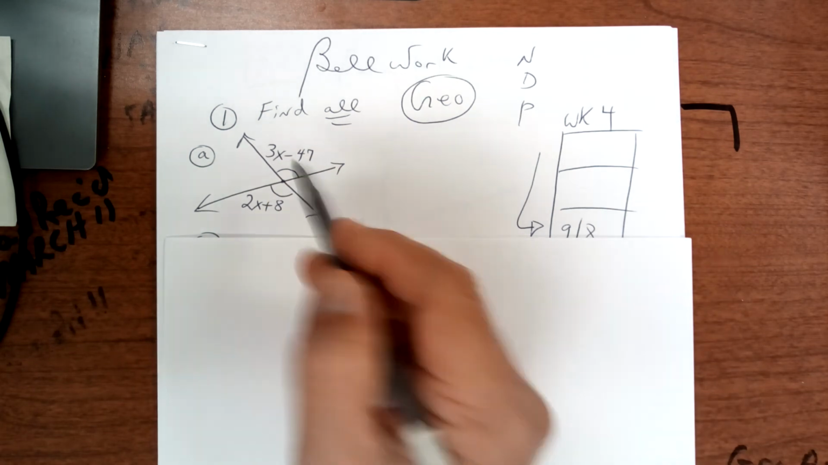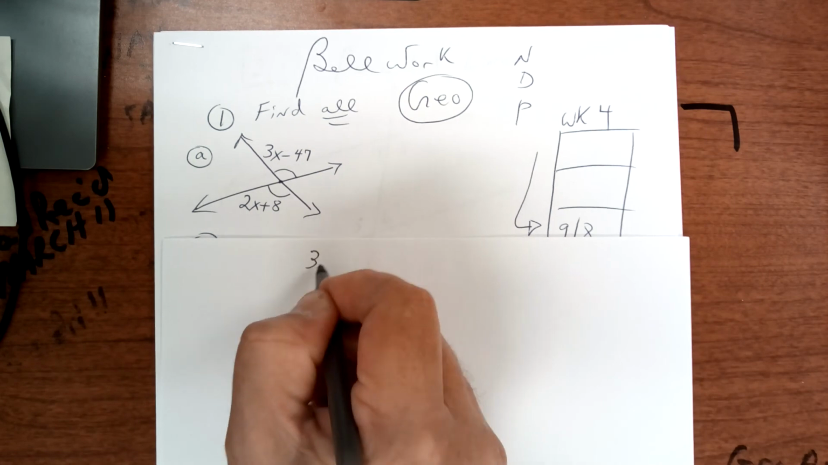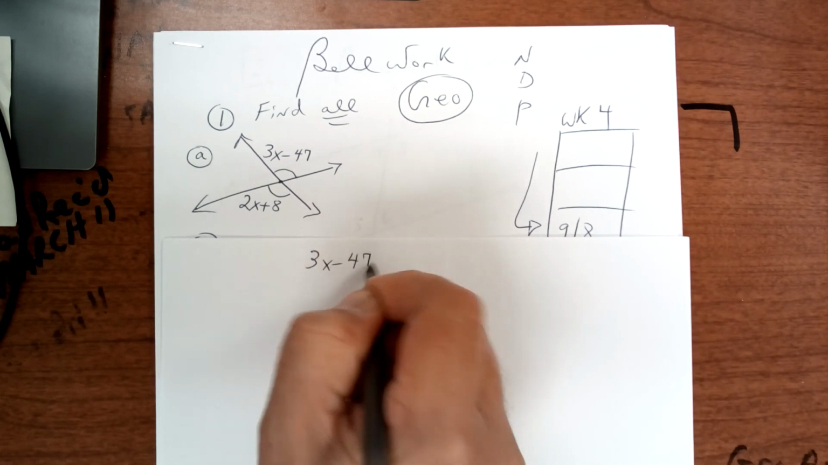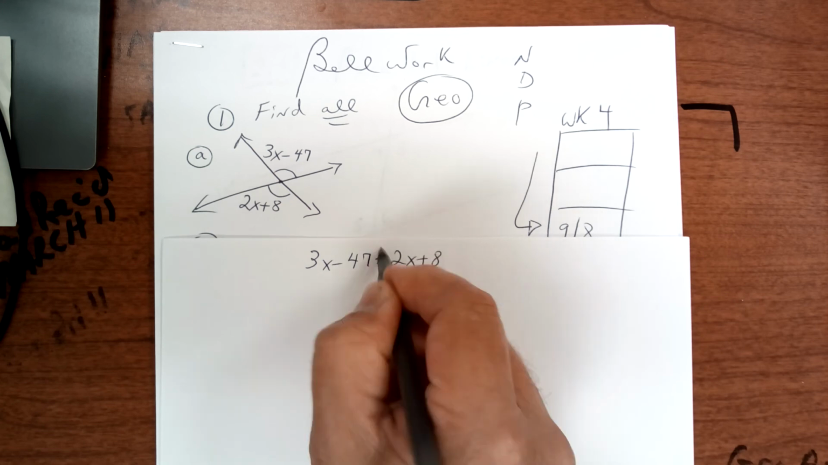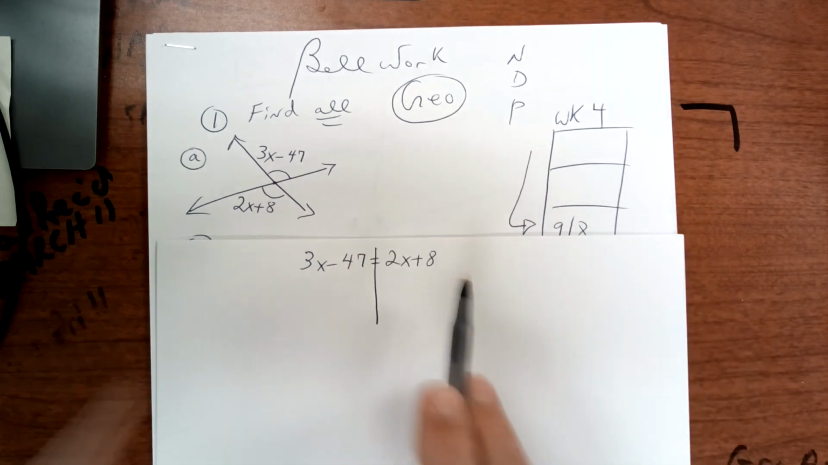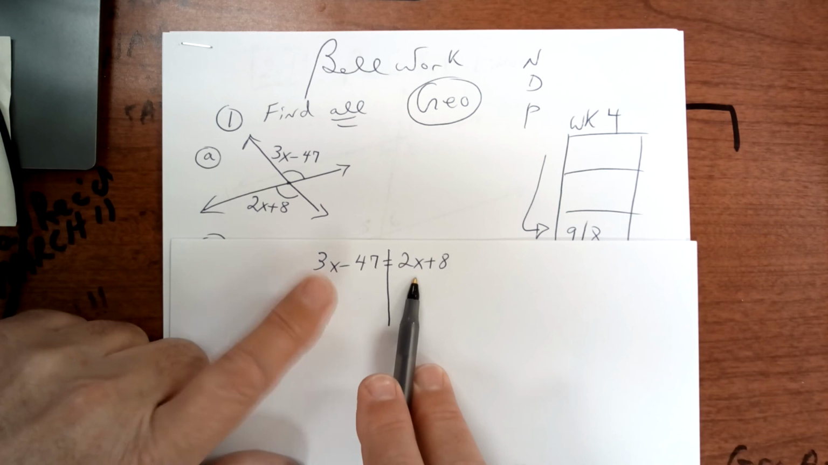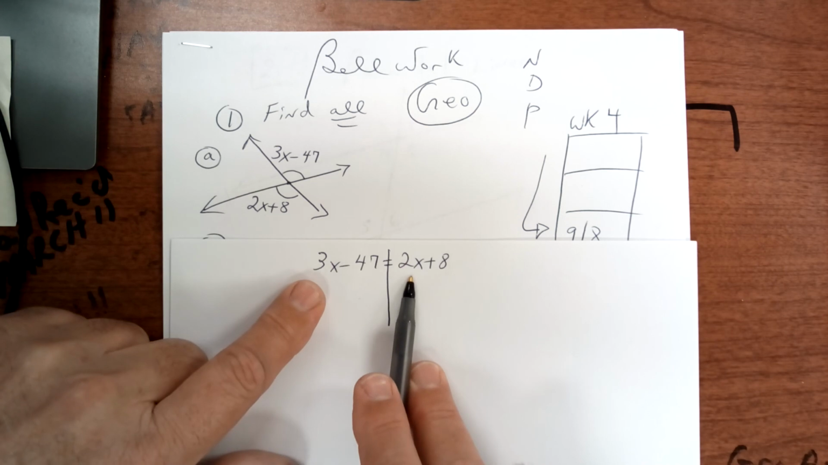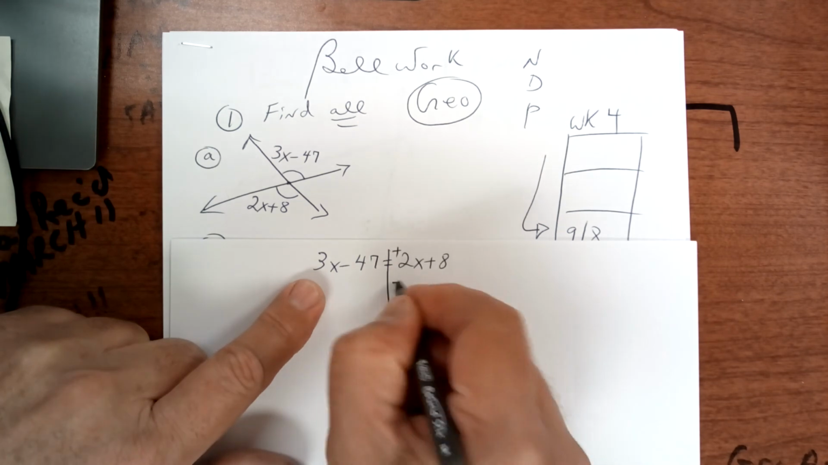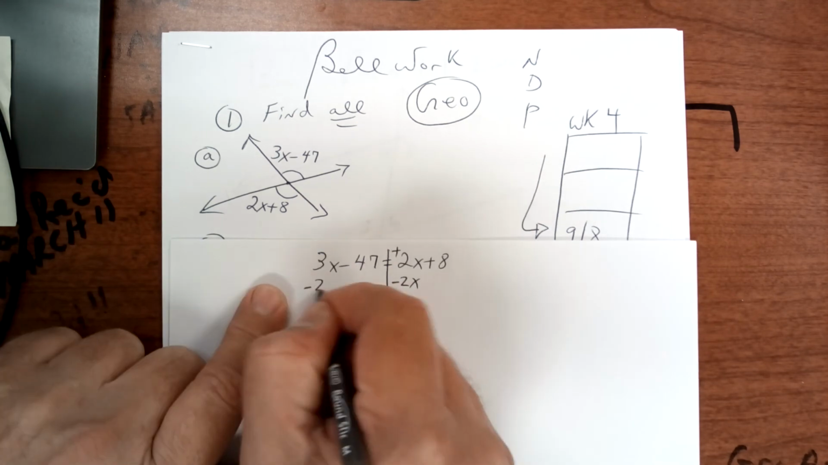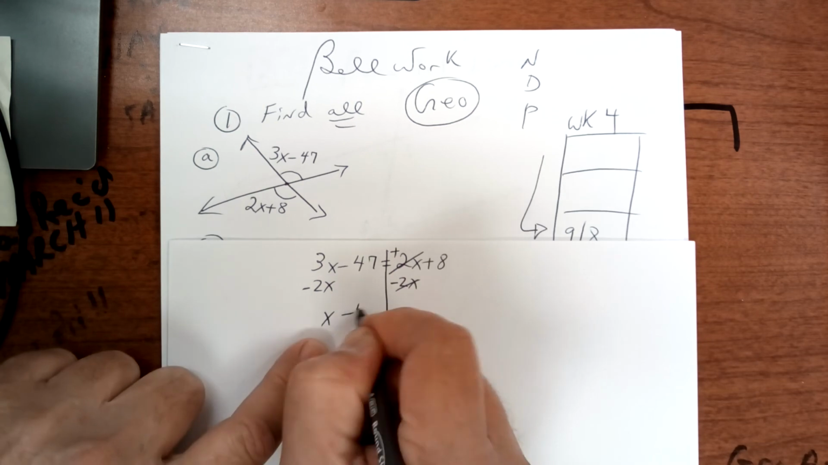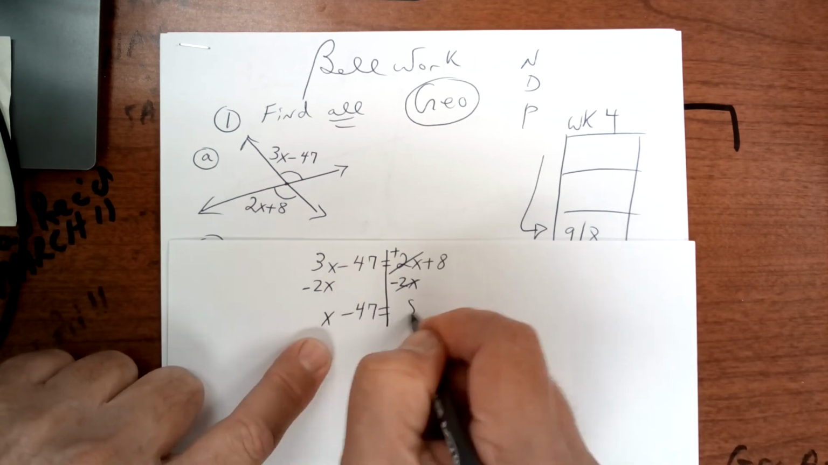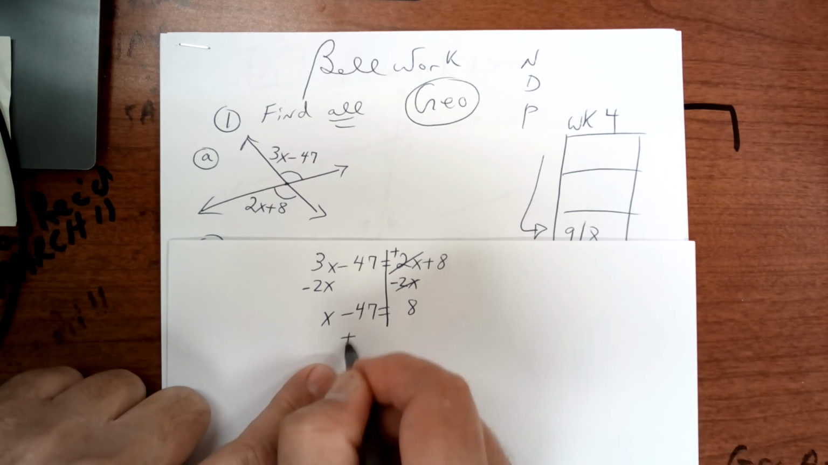So you're going to say 3x minus 47 is equal to 2x plus 8. You're going to draw a line. Now these are on separate sides, so you can't add them up. But what you can do is get rid of the smaller one here. So you want to subtract 2x from both sides by the subtraction property. And so you get this. And then what you want to do is add 47, and then you should be done.